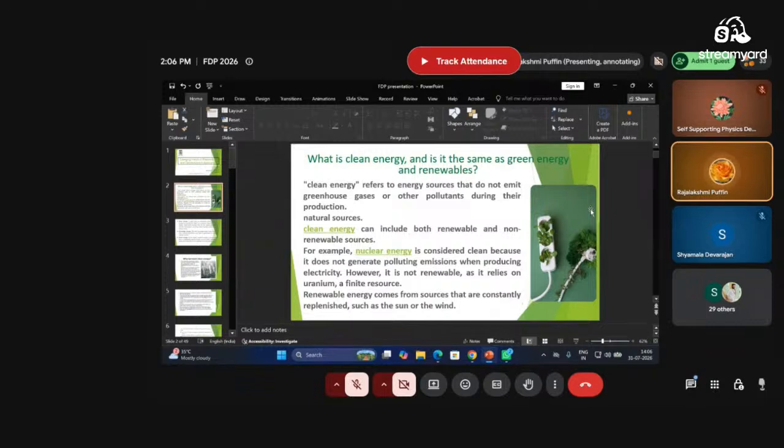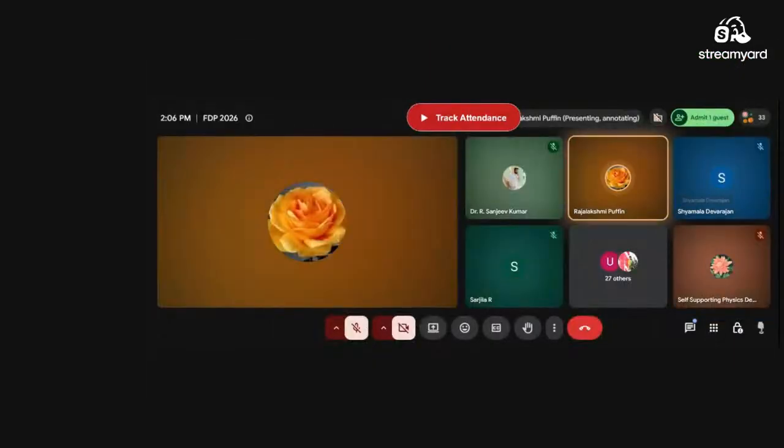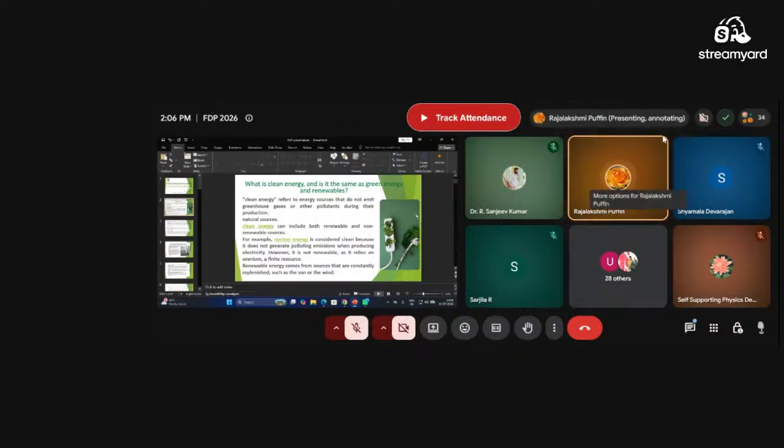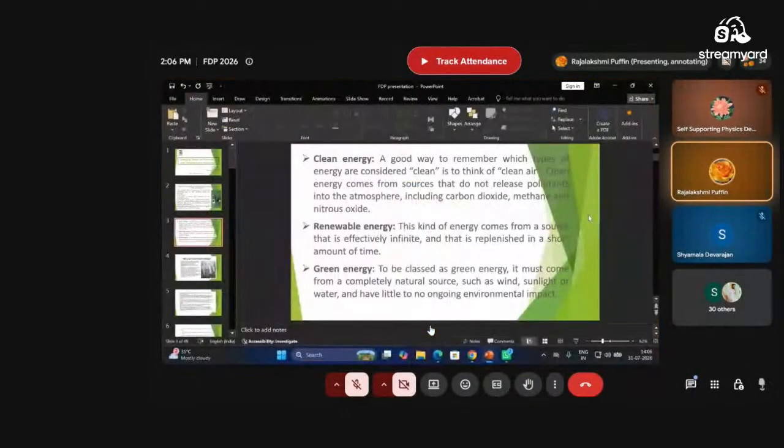If you come to renewable energy, how are we using it? We constantly have to get energy. For example, natural resources like the sun and wind all come under renewable energy.